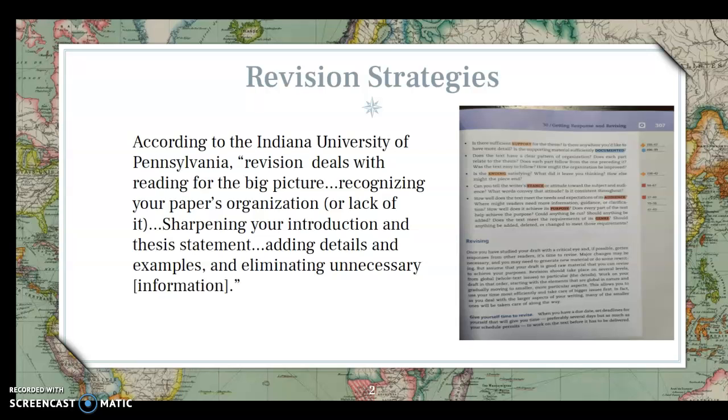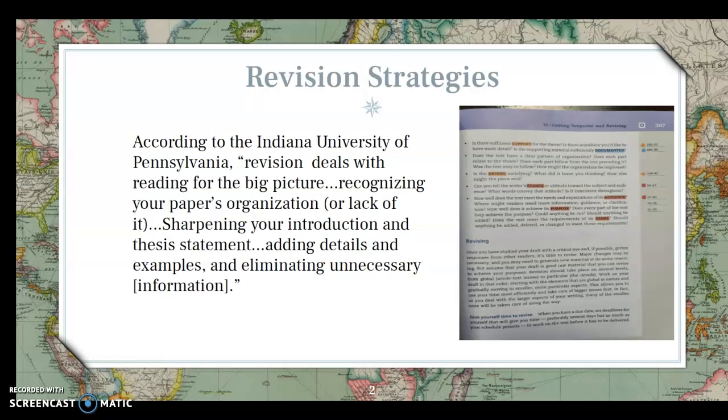It's chapter 30. Notice chapter 30 is titled Getting Response and Revising. So it's referring to this revision, this redrafting and rewriting of our essay. And here it tells you that once you've studied your draft with a critical eye and, if possible, gotten some responses from other readers, it's time to revise.